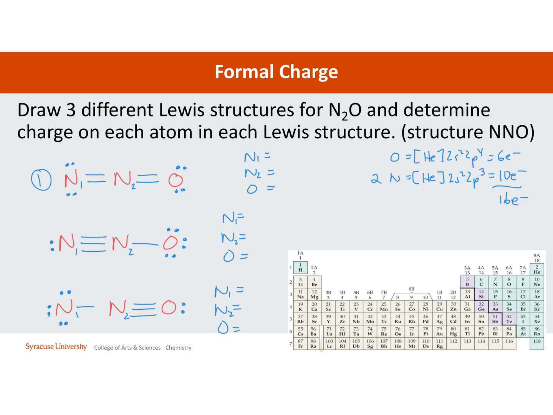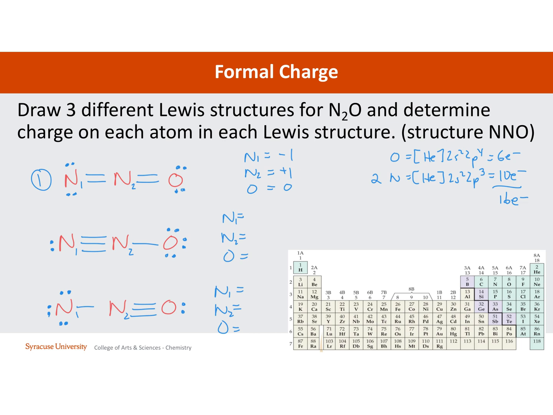So if we take a look at the first Lewis structure, nitrogen is group 5, and I have 1, 2, 3, 4, 5, 6 electrons assigned. So 5 minus 6 is a -1 charge. Nitrogen is still group 5 in the middle, and now I have 1, 2, 3, 4 electrons assigned. 5 minus 4 is a +1. Oxygen is group 6, and it has 6 electrons assigned. So 6 minus 6, oxygen is 0.